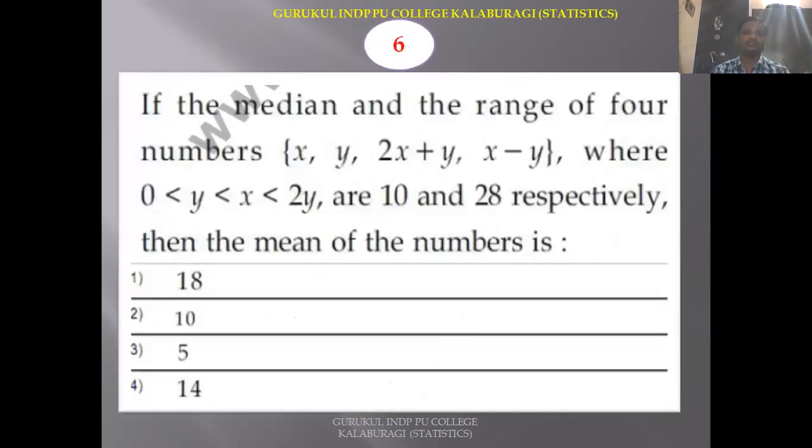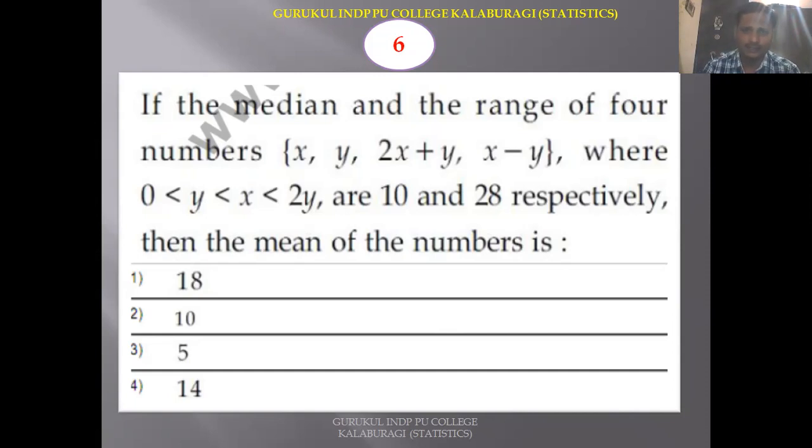Next, I'll move to the sixth question. The median and the range of 4 numbers are given. The 4 ungrouped numbers are x, y, 2x plus y, and x minus y, where 0 is less than y is less than x is less than 2y. The data in this set is not arranged properly, so we need to arrange it by using the inequality 0 less than y less than x less than 2y.